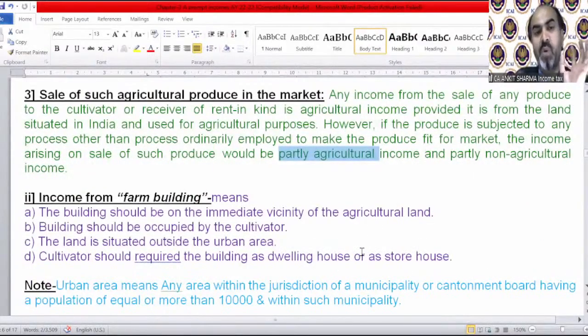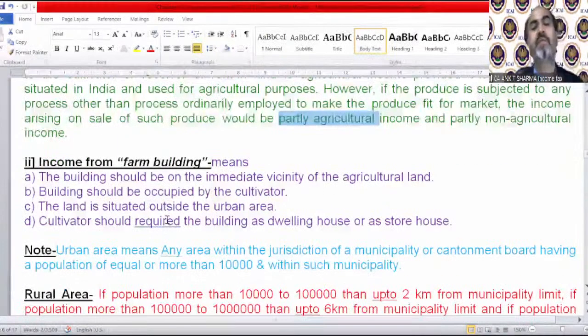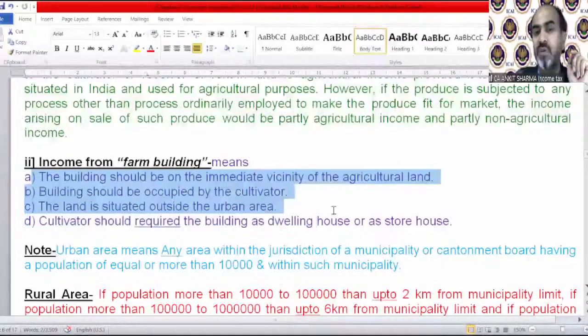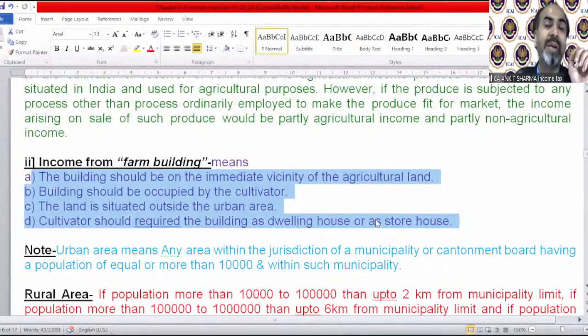Now we just discussed point number 1, which says if you have any rent or revenue income from agricultural activities on a land which is situated in India, that is agricultural income. Now point number 2 is about income from farm building, or we can say farmhouse. If you have a farmhouse and you let it out, then the rental income of that farmhouse can also be treated as agricultural income and exempted if these 4 conditions are fulfilled. What are these 4 conditions? Let me tell you an example.